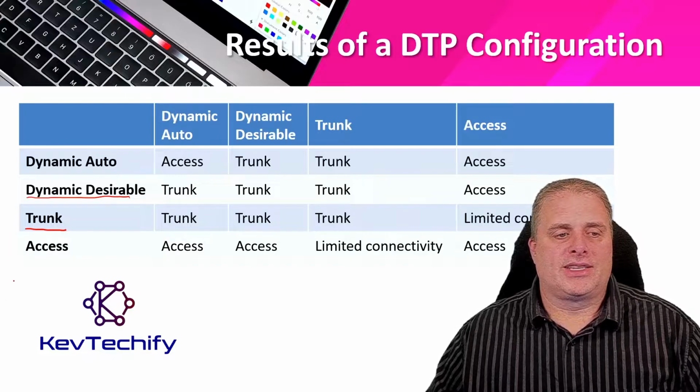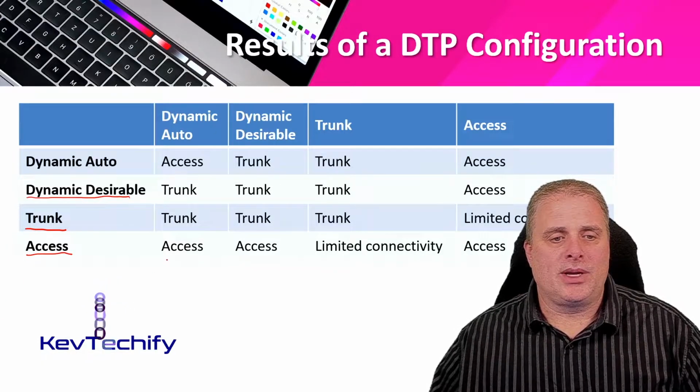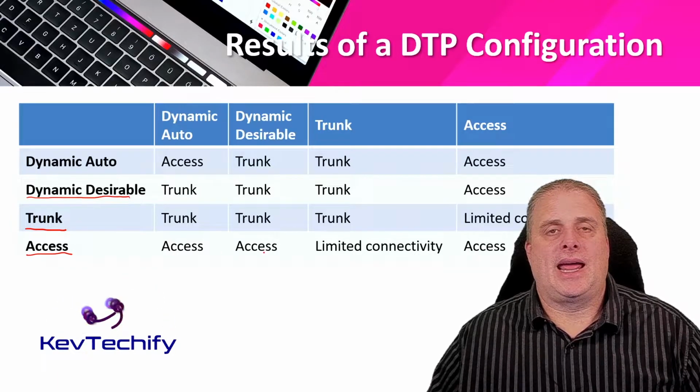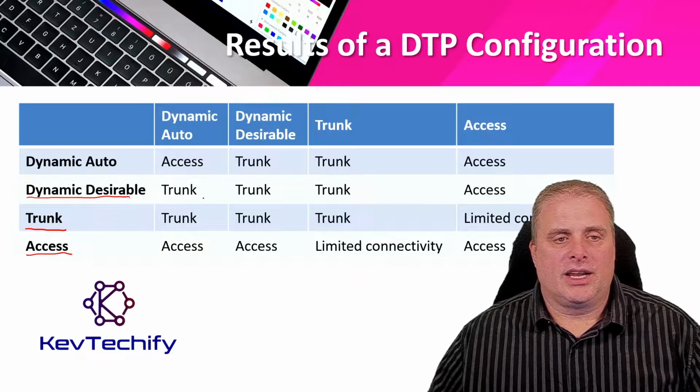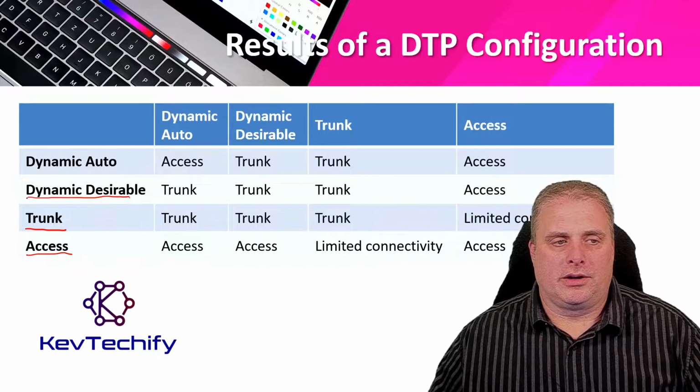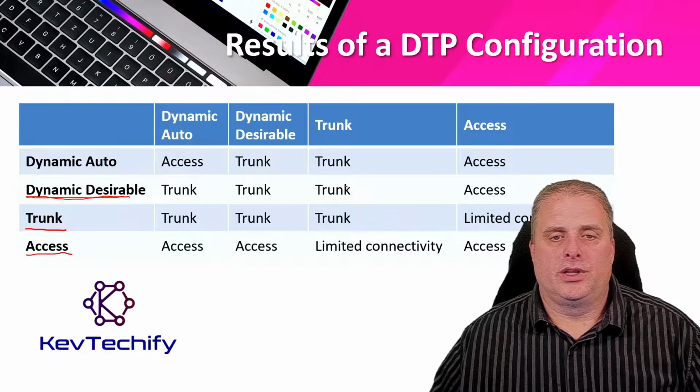If you set it as an access port, any of the negotiation, any of the dynamics is just going to set it as an access port at that point in time. If you're setting it to be a trunk, typically most people aim for dynamic desirable. That'll give you the trunk.